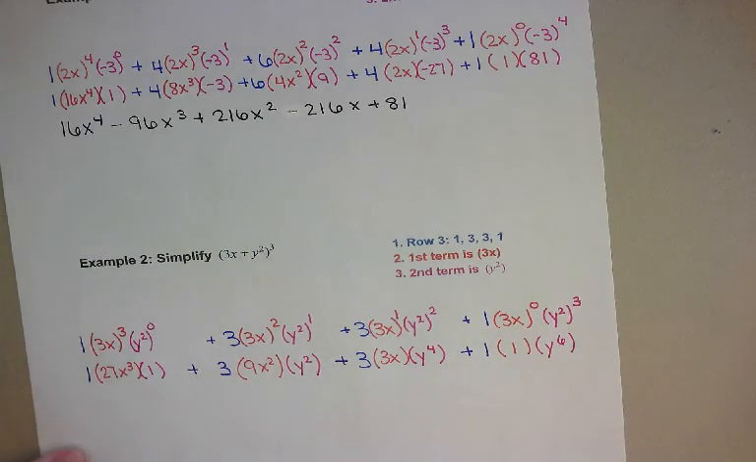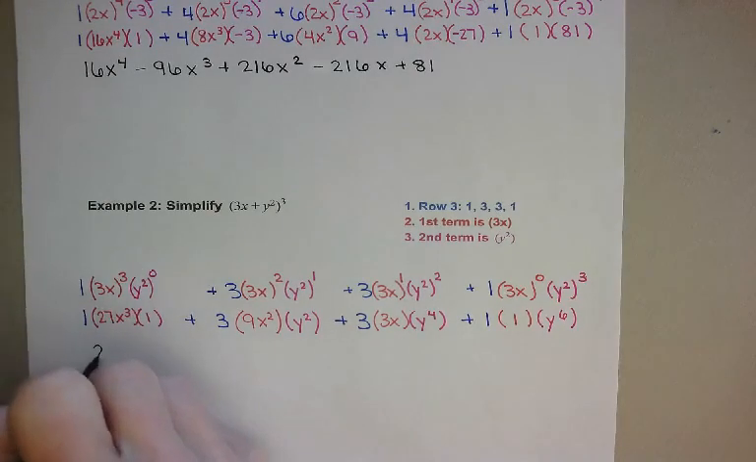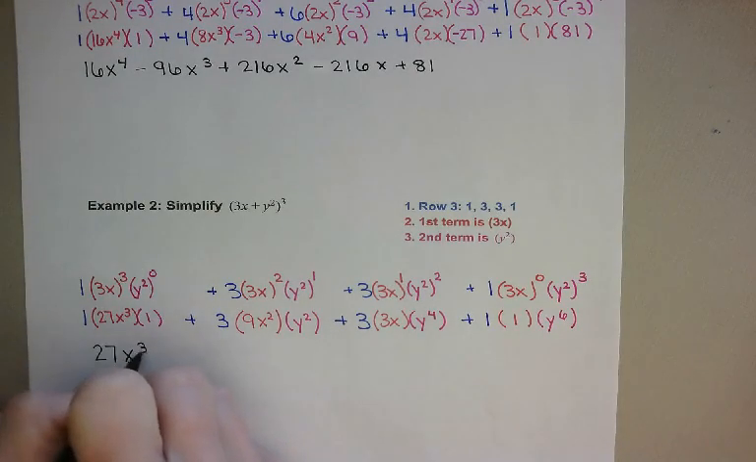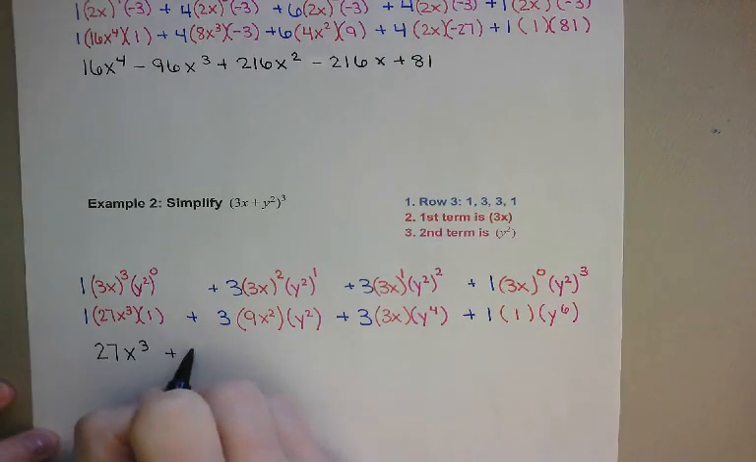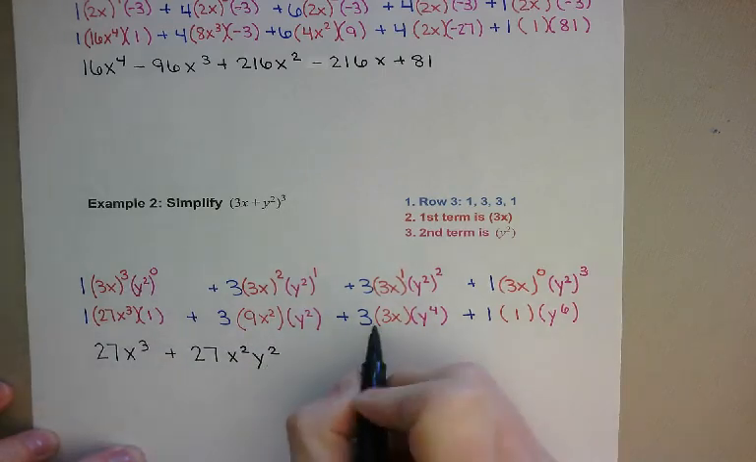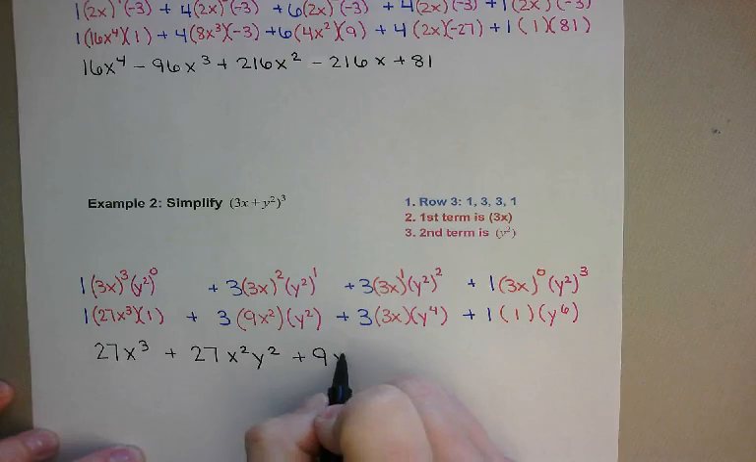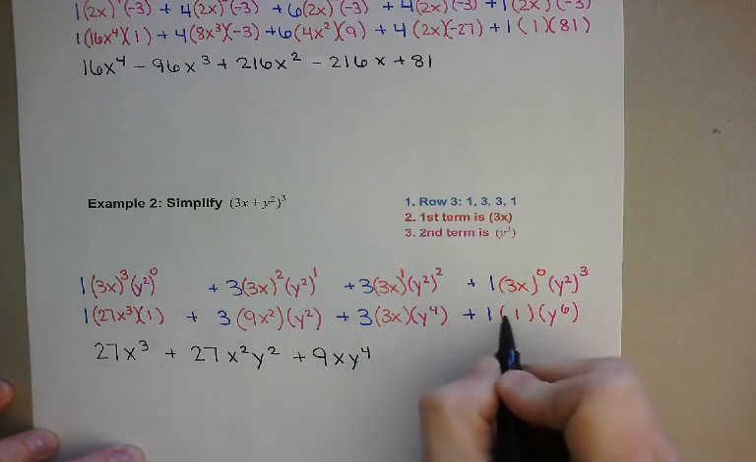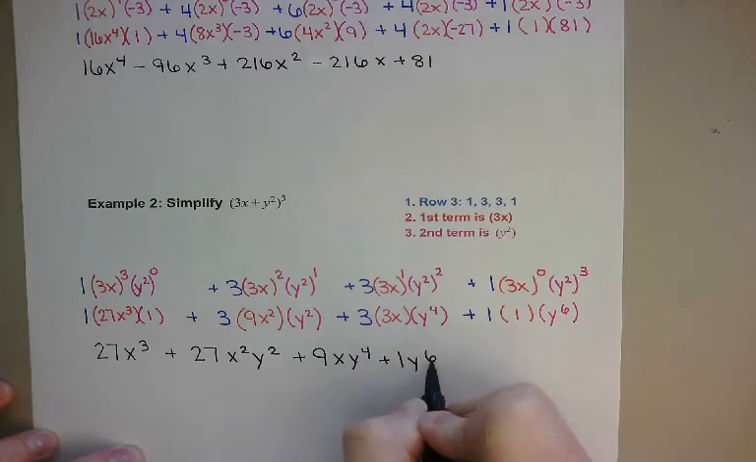And then simplify everything. 1 times 27 times 1 is 27x cubed. 3 times 9 gives us 27x squared y squared. 3 times 3 is going to give us 9, and then we have the xy to the 4th. 1 times a y to the 6th is just 1y to the 6th.